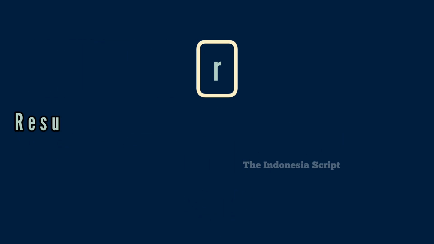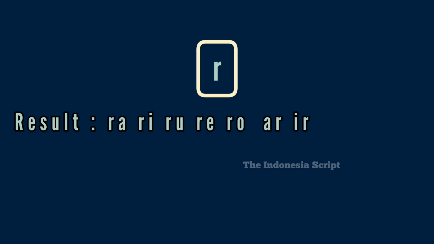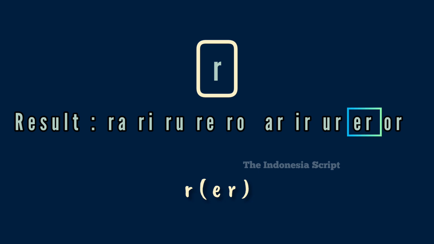Next consonant. From the first combination, we will get ra, ri, ru, re, ro. And from the second combination, we will get ar, ir, ur, er, or. One of the results we get is syllable er, which is the syllable used to pronounce this voiceless letter.